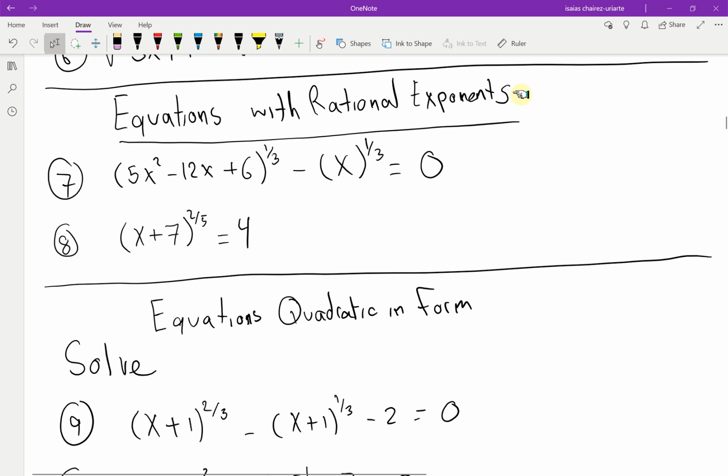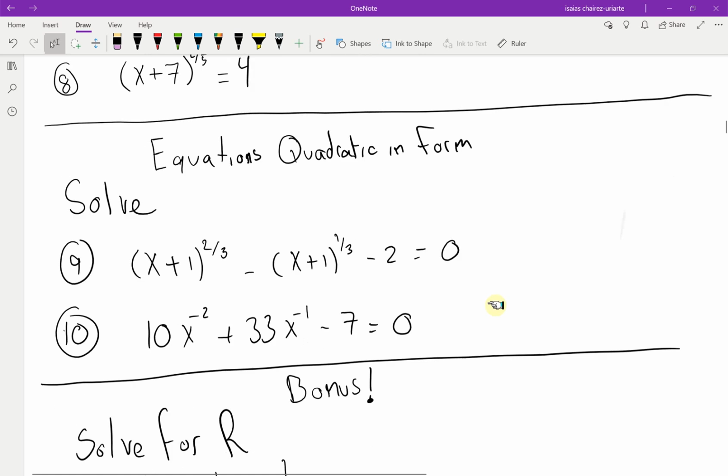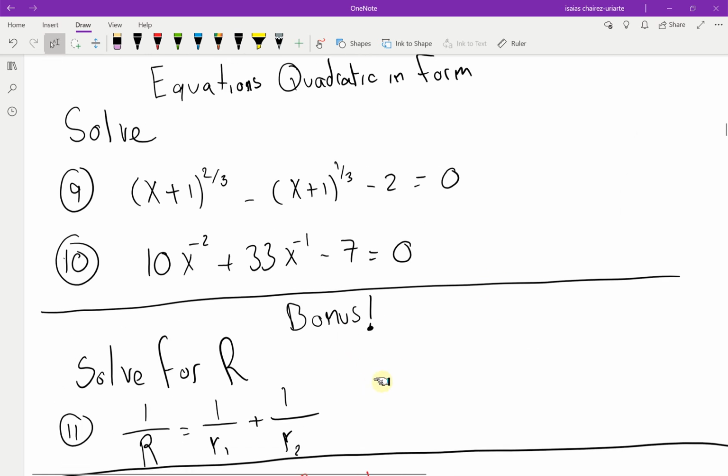Okay, this is section 1.6, part 2. In this second part, we're going to be solving equations with rational exponents. We're going to be solving equations quadratic in form. And then we have this little bonus. We were given this little equation with some fractions, and you're supposed to solve for capital R.